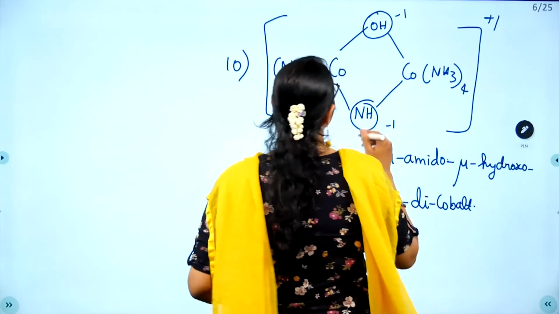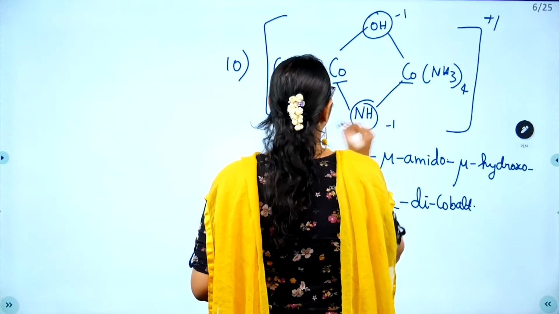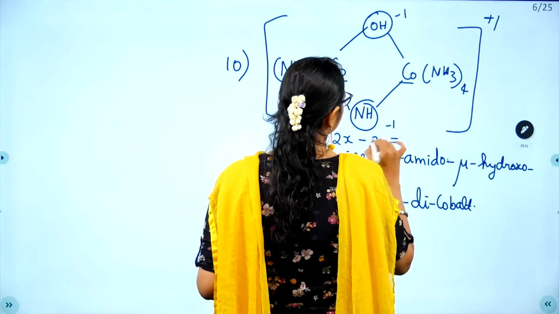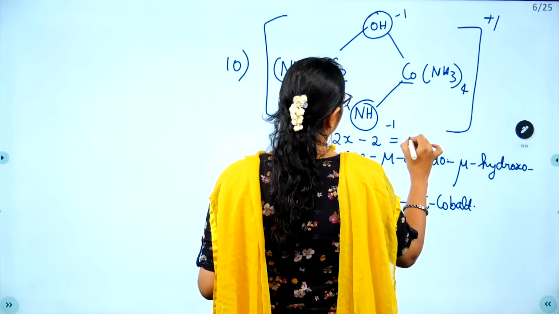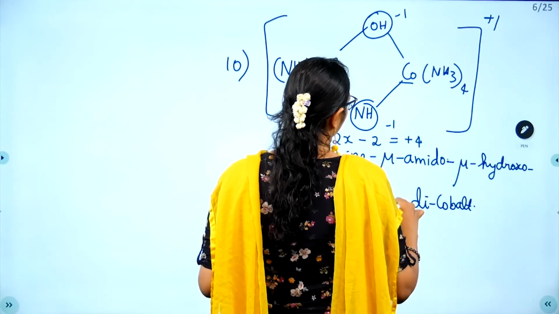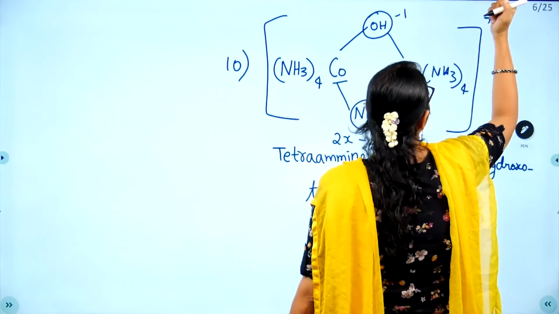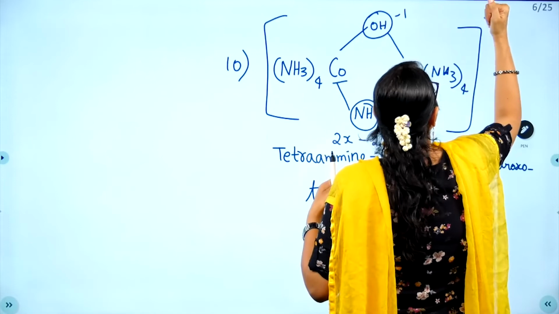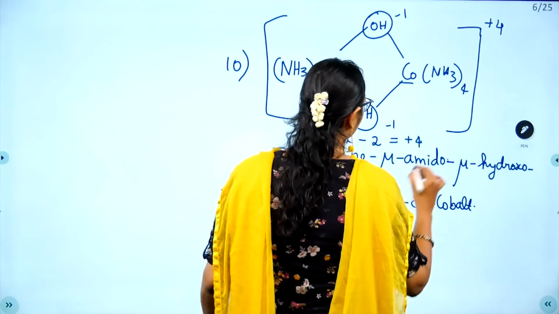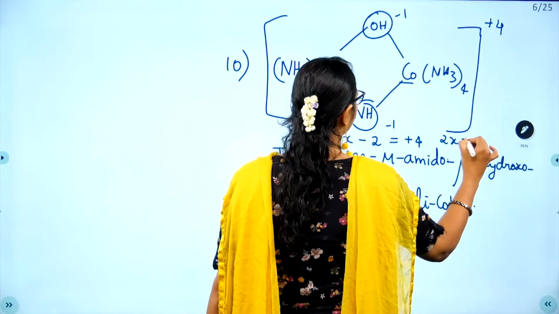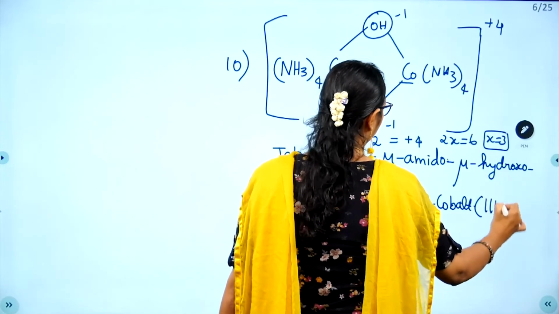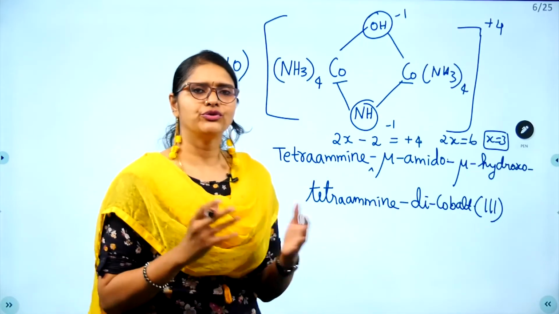So now let us find the oxidation state. So it is 2x, no? So 2x minus 2 is equal to... okay. So now let us make it +4 here, then only we will get the oxidation state. Okay. So now what will happen? You will get +4. So 2x is equal to 6. So x is equal to 3. Cobalt 3. If you say ion also fine, if you don't say also fine, okay.